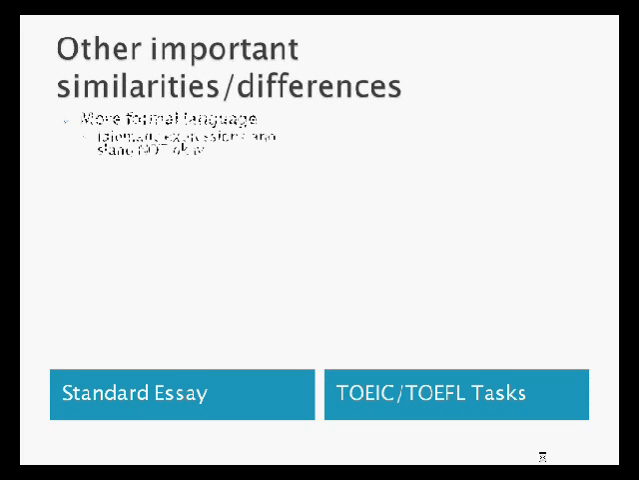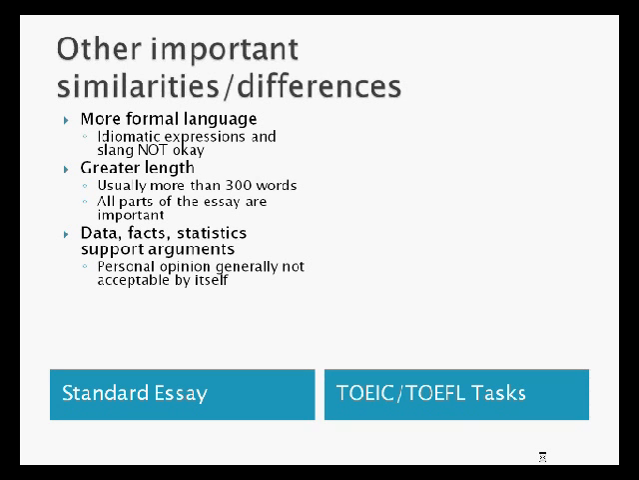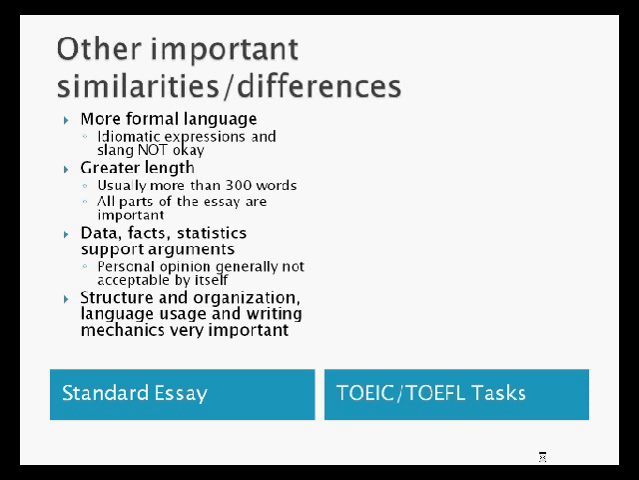Other important similarities and differences, again, as we mentioned with the standard essay, a standard essay in college generally is more formal, and in many cases the length of the essay, though it might depend on the actual activity, will probably be longer than 300 words. And if we include personal opinion, we generally have to support them with some sort of data, facts, or statistics. And structure and organization, language usage, and writing mechanics most likely will also be very important, though this also will depend on what subject or class you're writing it for.